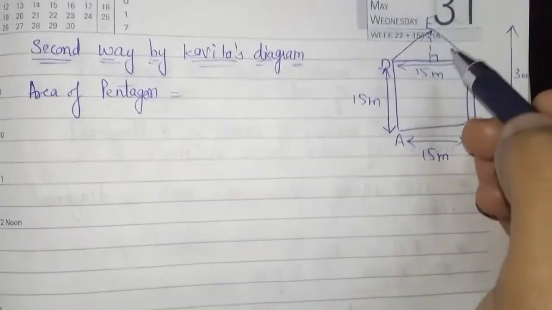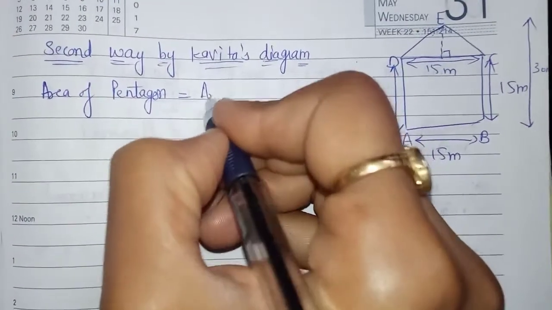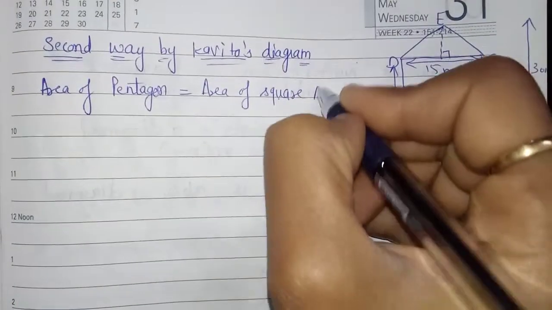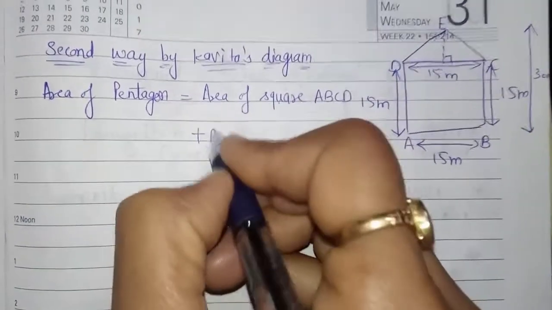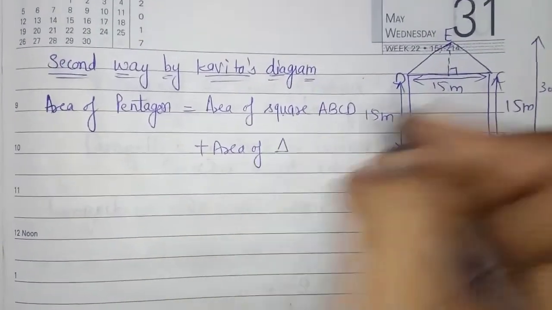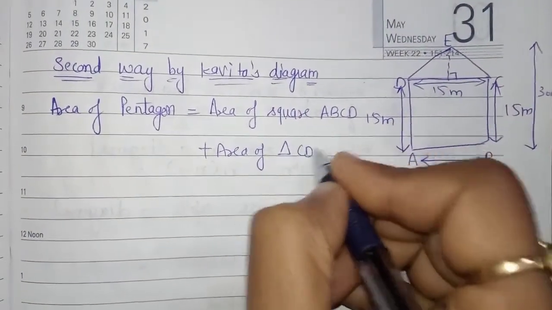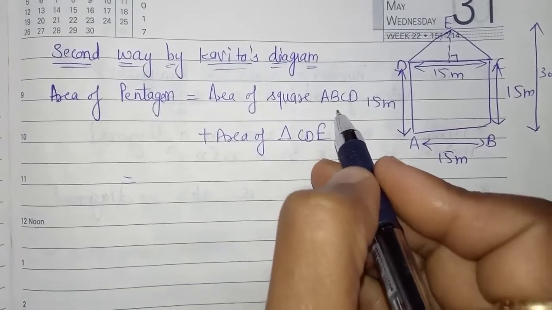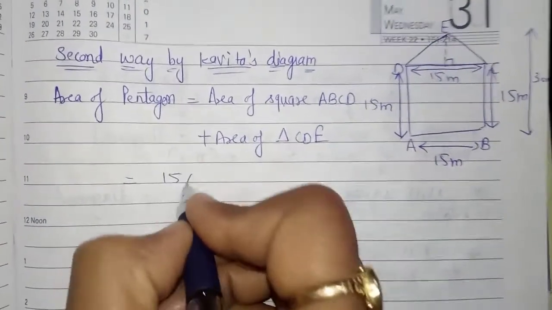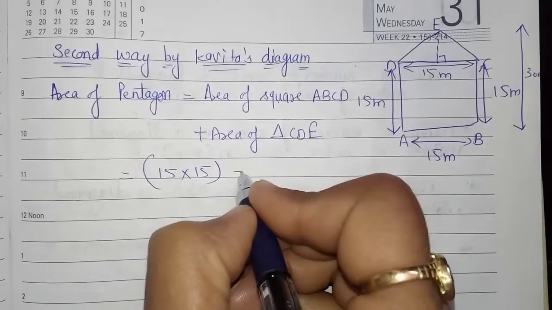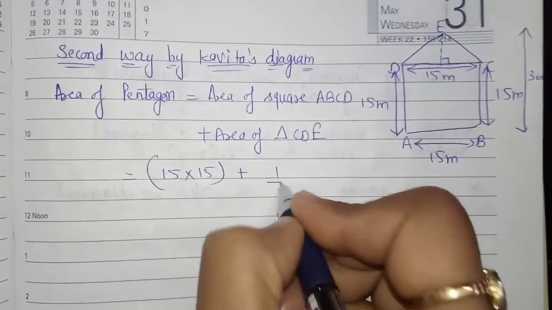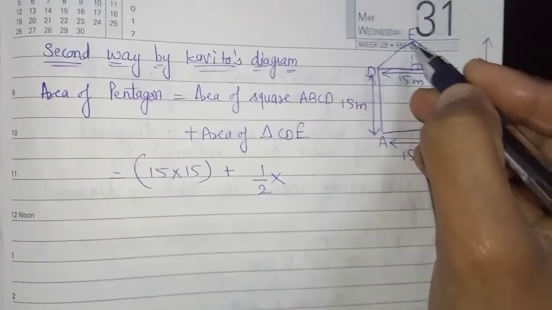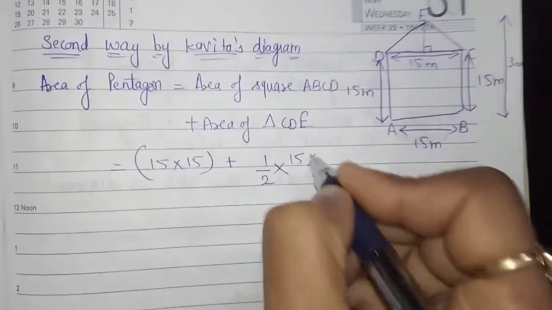Now the second way, by Kavita's diagram we have this, all sides of this are equal, so this is a square and triangle, so area of pentagon is equal to area of square ABCD plus area of triangle CDE is equal to area of square ABCD is equal to side into side, 15 into 15, plus half into this one, this much is 15, so its base is 15, base into height.